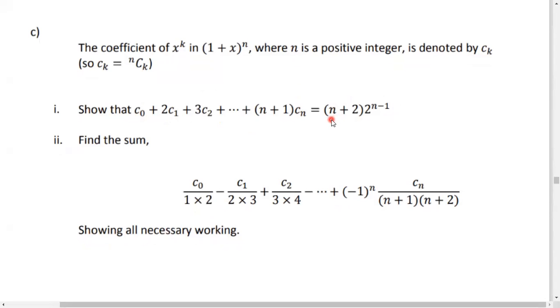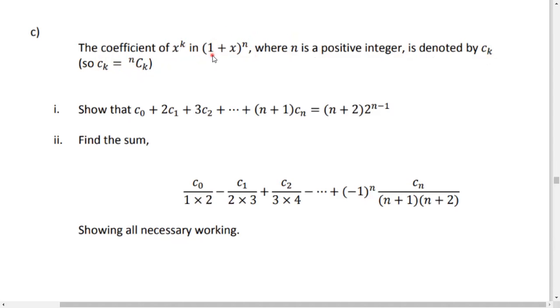unofficially, we'll call it a sort of type 1 question, as opposed to, and there's a certain way we'll deal with those questions. So let's see what the question is saying here. You've got the coefficient of x to the k in the expansion of (1 plus x) to the power of n, where n is a positive integer, is denoted by ck. In other words, they're using this notation ck to represent nCk, but it's really the same thing.